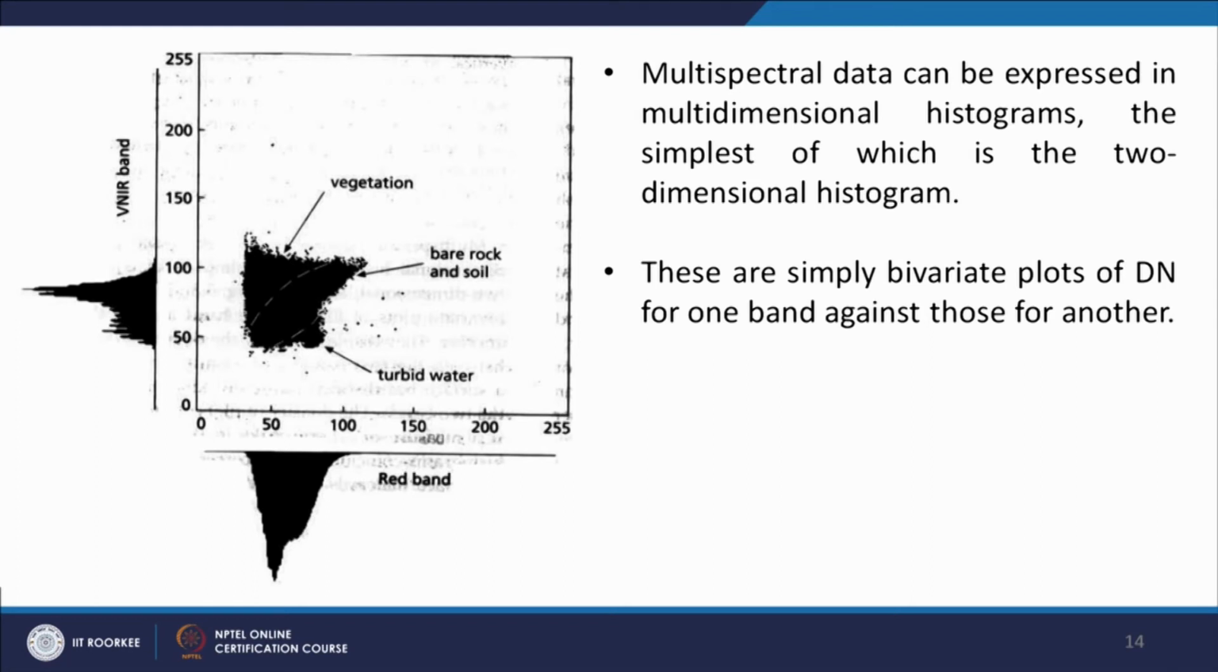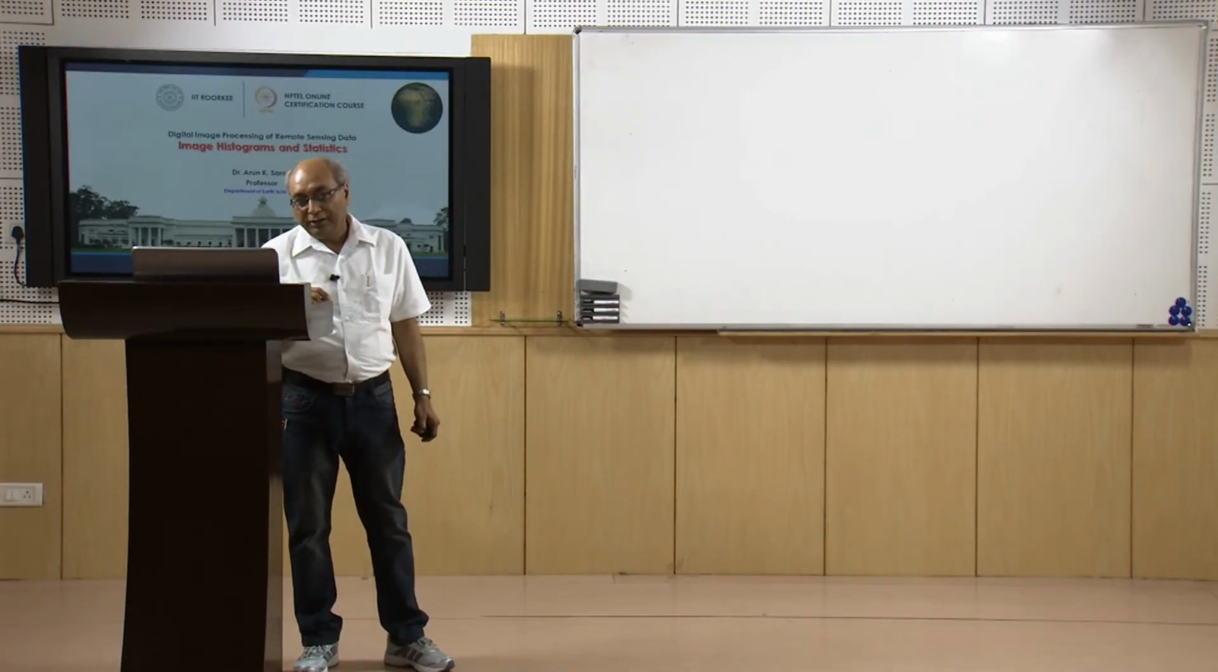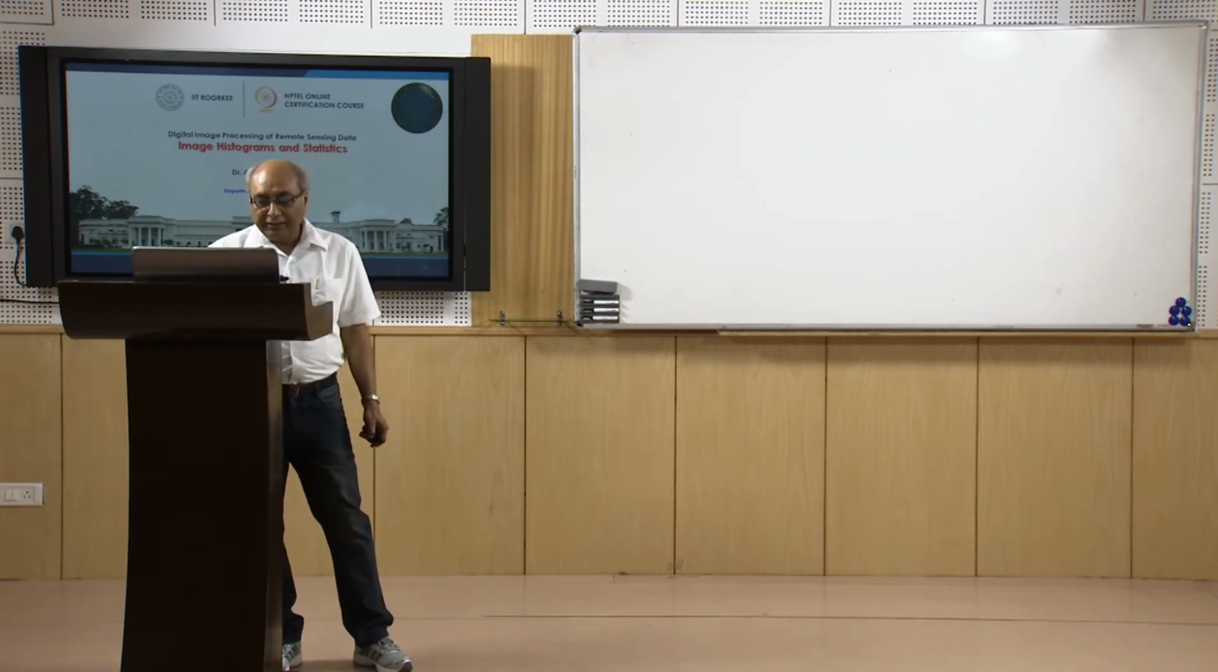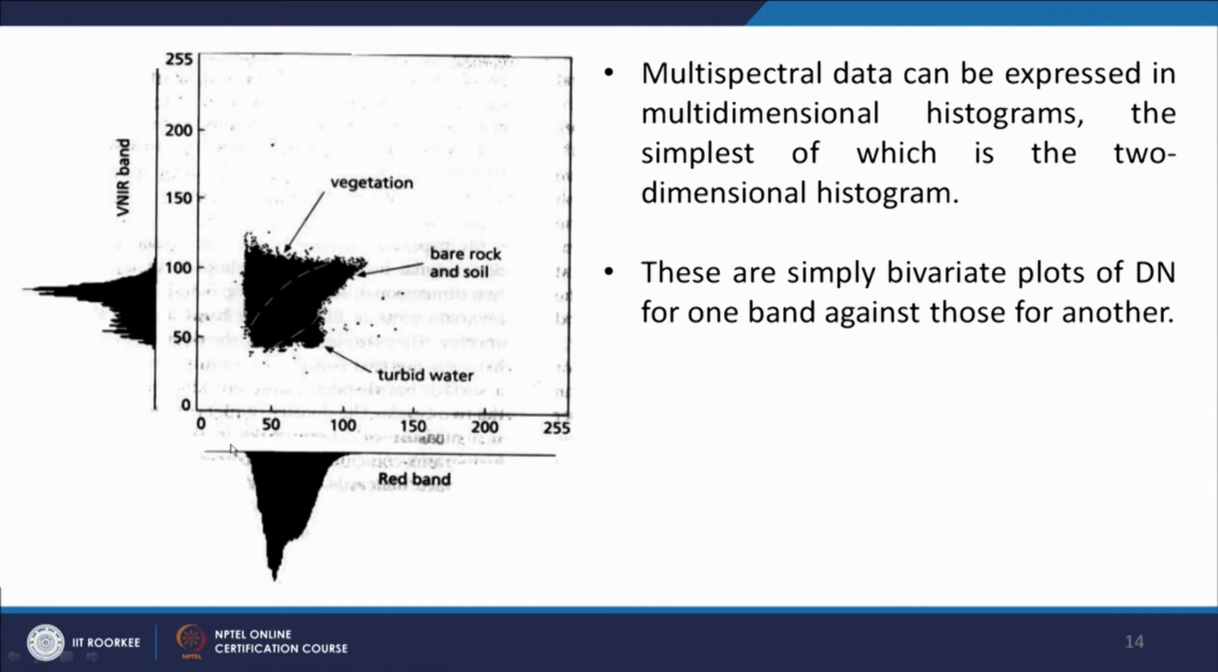So in a scatter plot, instead of having bars like in a simple histogram for a single band, we now have points for each pixel value corresponding to another band. Suppose here in this case you have the red band displayed on the x-axis, and the very near infrared band displayed on the y-axis.